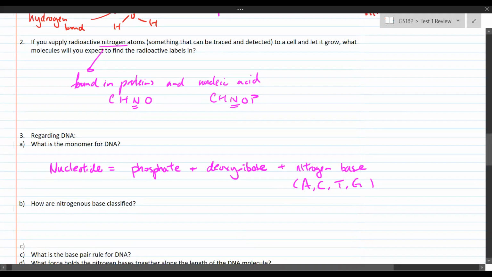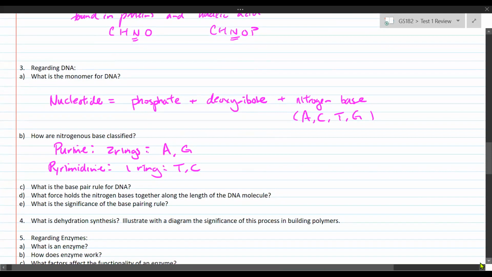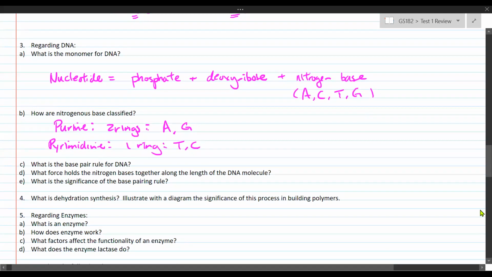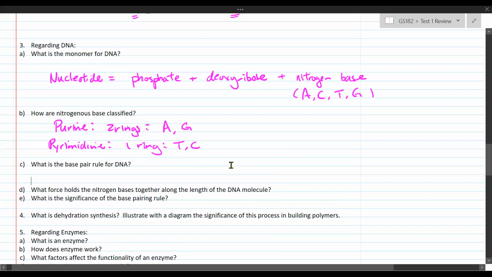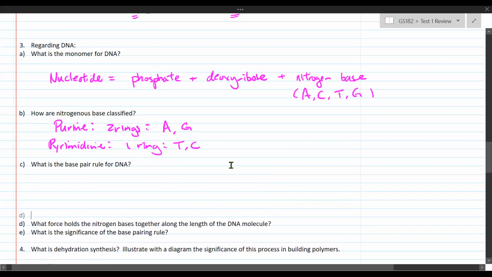How are nitrogenous bases classified? We have the purines, which are two rings, and they include A and G. And there are the pyrimidines, which are single ring, and that includes the T and the C. Hopefully these are not unfamiliar to you. We've learned these before. This is just a review sheet.